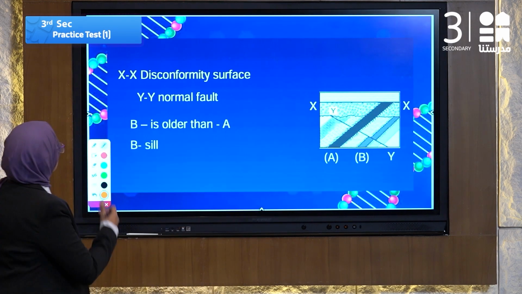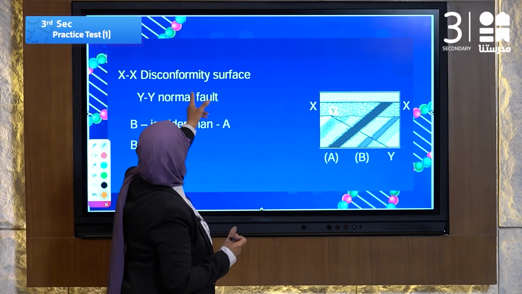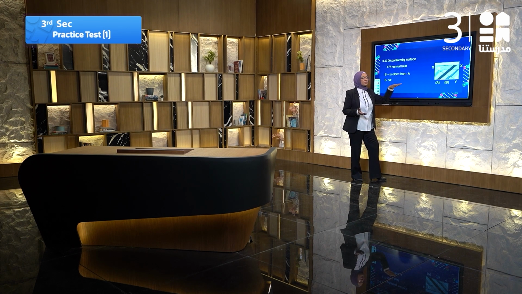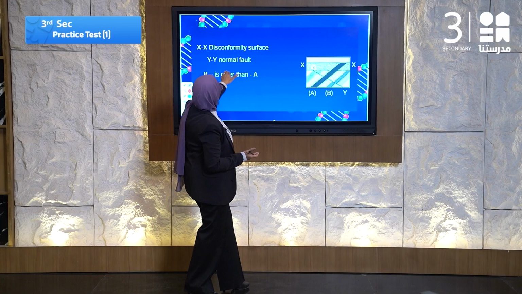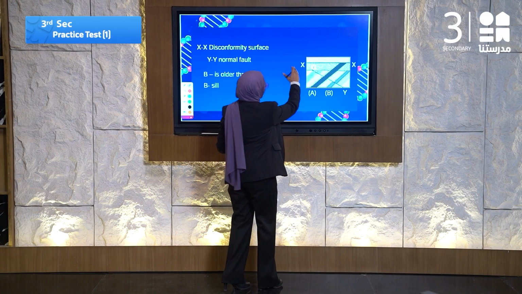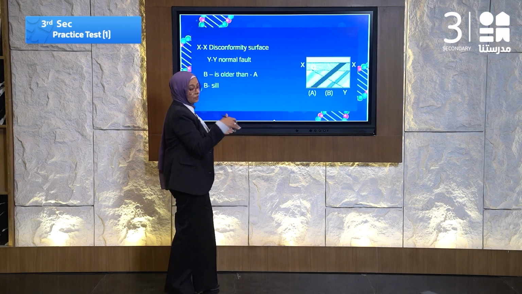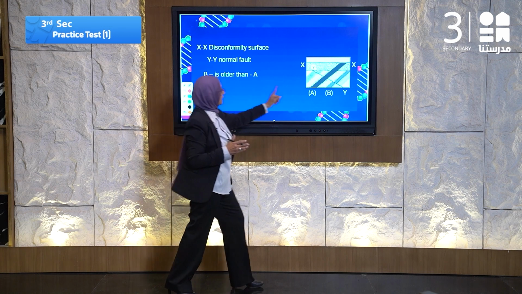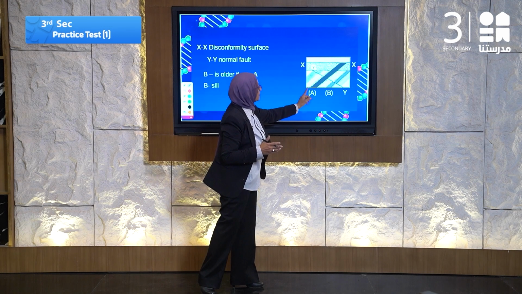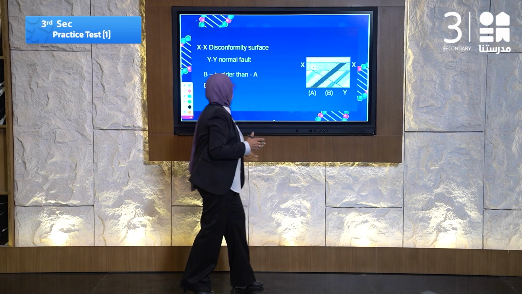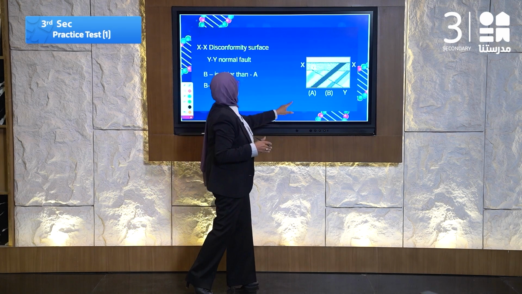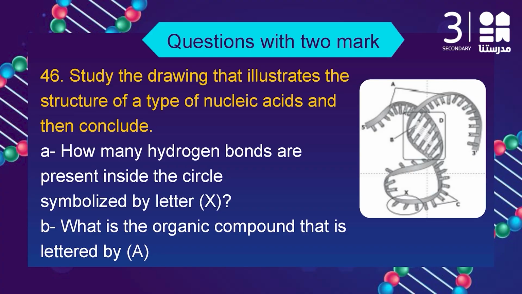Let's go to answer. X and X, disconformity surface, yes, it's a cut surface. Y and Y, normal fault, yes, it is a normal fault between the layers. B is older than A, because it comes at the bottom, not at the surface. B is a sill. Yes, sill. Thank you. Question with 2 marks.